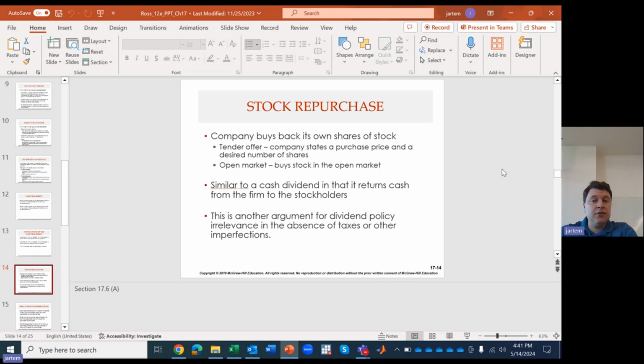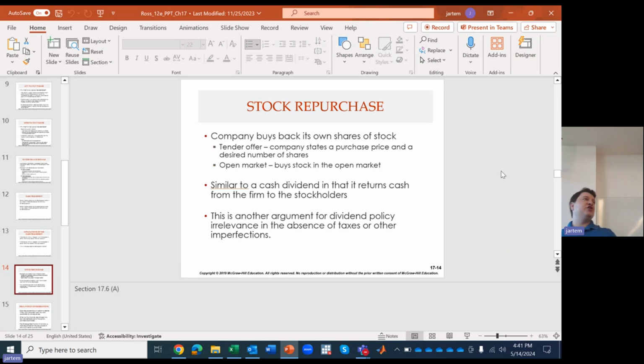Okay. So when a company buys back its own shares of stock, what it can do is make a tender offer. All right, so it just says, hey, we're buying this stock back at this price. And then people will usually sell the stock at that price. It's usually a slightly higher price than what the market is offering. Or you can just go onto the open market and snatch up shares.